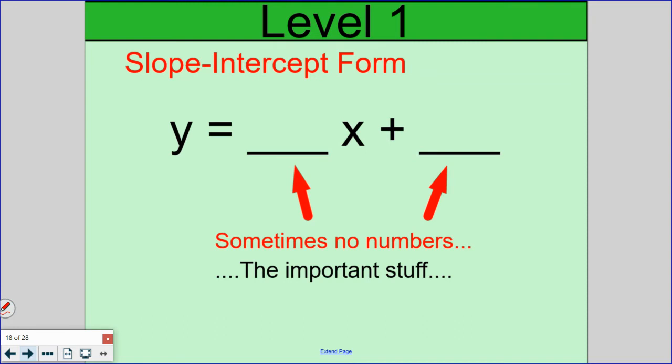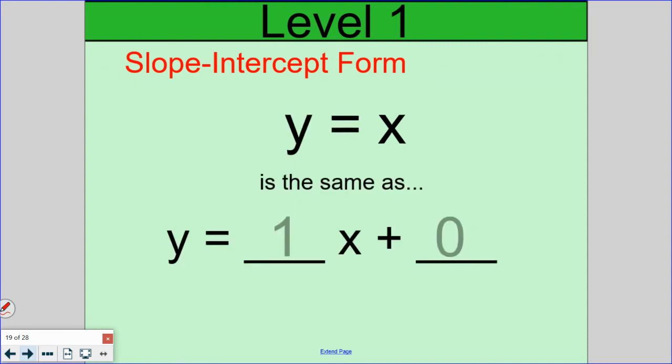So if that happens, that would be like a y equals x. Well, what is y equals x? It's still in slope-intercept form because the number in front of our x is a 1, and then we're adding a 0 at the end, just like right here. y equals 1x plus 0. We don't need to write the 0 at the end, and we don't need to write the 1. So y equals x is an equation that is in slope-intercept form.